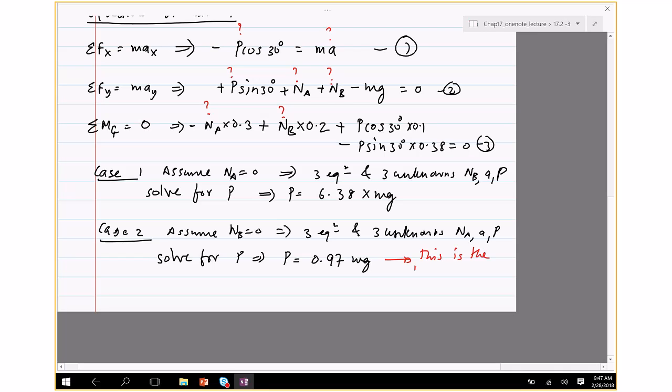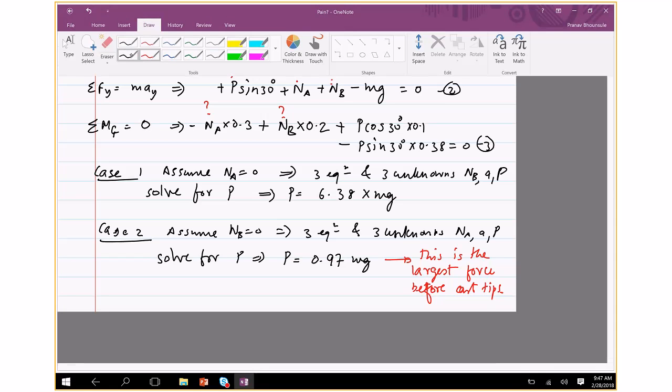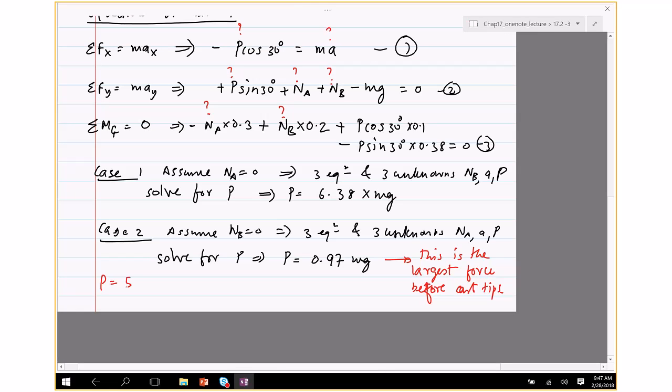The largest force before the cart tips. Okay, so given that, we can find that force. It comes out to be 571 newtons. So this is just plugging in the value of mg.